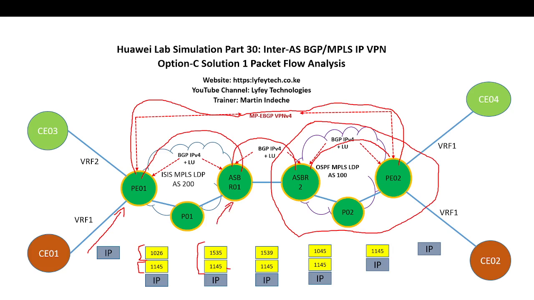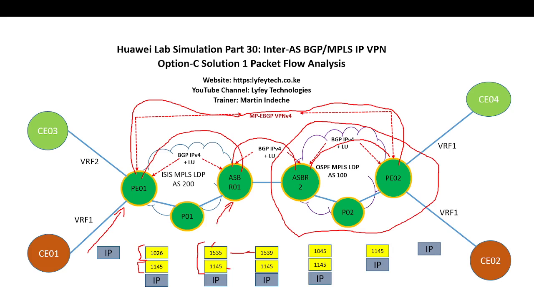SBR01. SBR01 receives a packet with two layers of label. It does the same, performs a swap operation and replaces the outer label. Swap the outer label, that is 1535, with 1539 and forward the packet to SBR2. So SBR2 also receives a packet with two labels, 1539 and 1145. So SBR02 also performs a swap operation and replaces 1539 with 1045 and forwards the packet to P02.